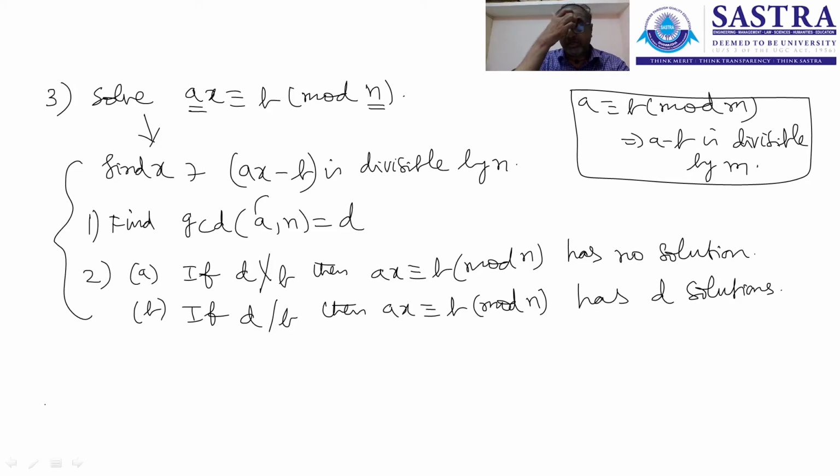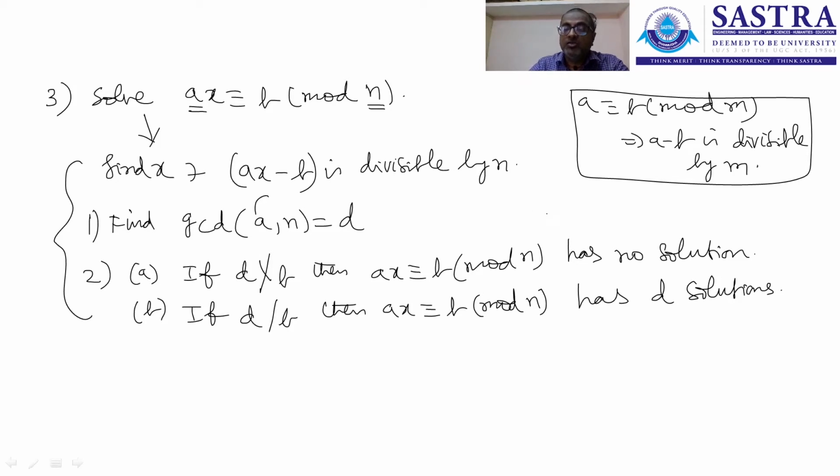The third part is nothing but solving a congruence relation AX congruent to B mod n. So what is meant by this congruence? A congruent to B mod m is nothing but A minus B is divisible by m.